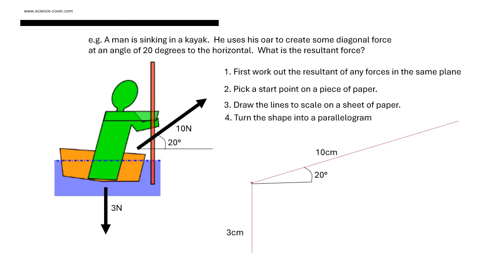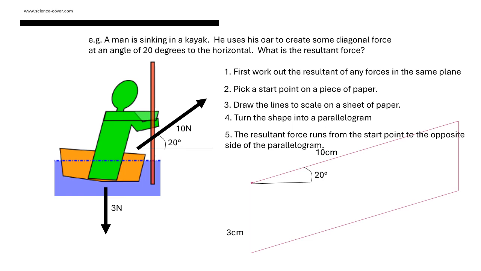Next, we need to turn the shape into a parallelogram. To do this, we mirror the lines we've already drawn. The resultant force runs from the start point to the opposite side of the parallelogram. That's represented by this line. If we measure that length with a ruler, we discover that it's 9.4 centimeters. But since we use the scale of 1 Newton to 1 centimeter, that means that the resultant force is 9.4 newtons.